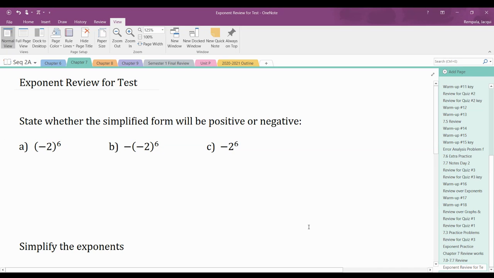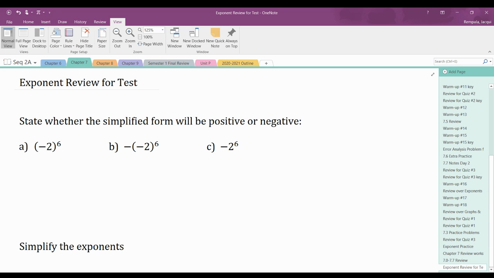Today we're going to be looking at some exponent review, and this is going to help us with the test that's going to be happening sooner rather than later. So the first thing I want us to look at is to state whether the simplified form is going to end up being positive or negative.